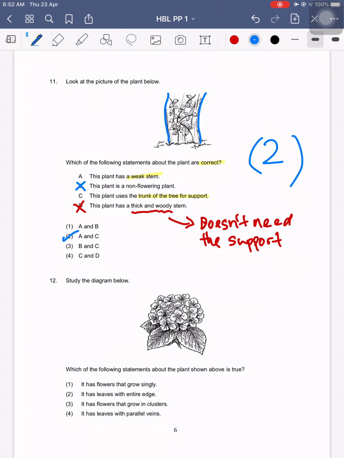Okay, question number 12. Study the diagram below. Which one of the following statements about the plant shown above is true? Okay, we see that there are a lot of flowers here. All these are flowers. So number 1, it has flowers that grow singly. Singly means only one. But we see that we have so many flowers growing together. So they are actually growing in a cluster. So this is out.